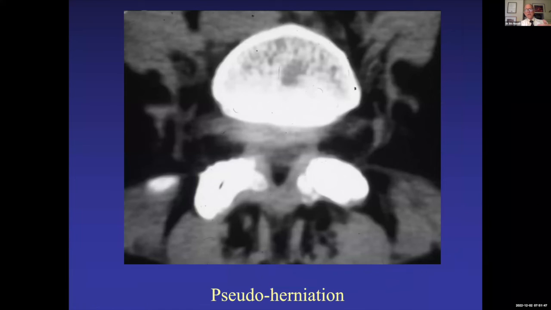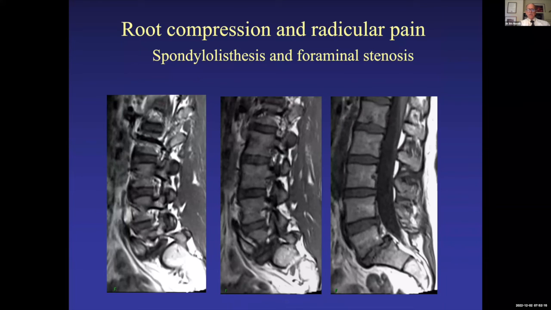Here on an axial CT, it looks like the whole back of the disc is way behind the vertebra. But if you looked at the cut below, it would be in line with the vertebra below. So this is a patient with so-called pseudo-herniation, where it looks like a herniation, but if you look at all the cuts and do a sagittal recon, it's not a herniation. It's just a slip, and you're looking at the disc behind the vertebra above that's in line with the vertebra below. Just examples of spondylolisthesis.